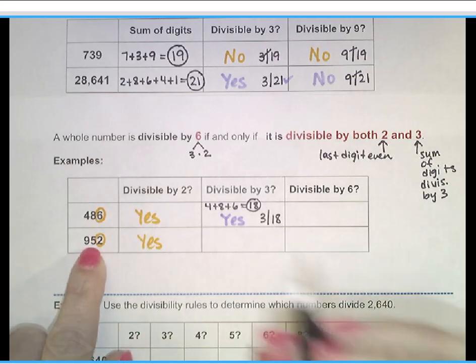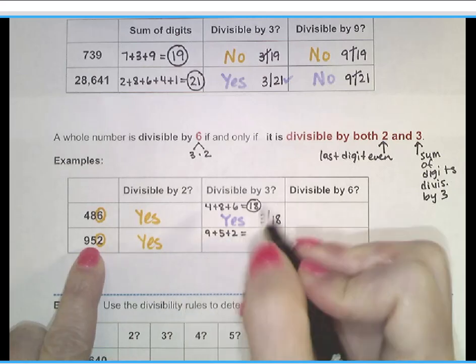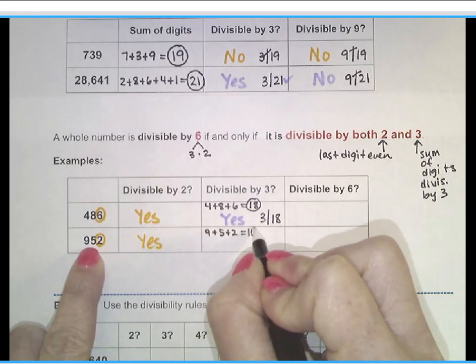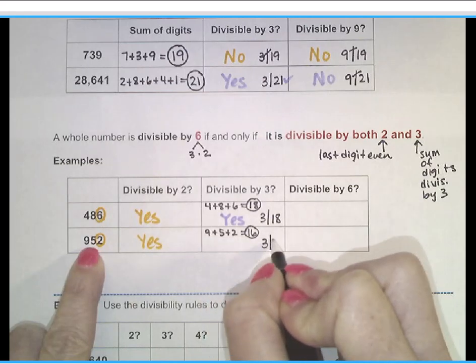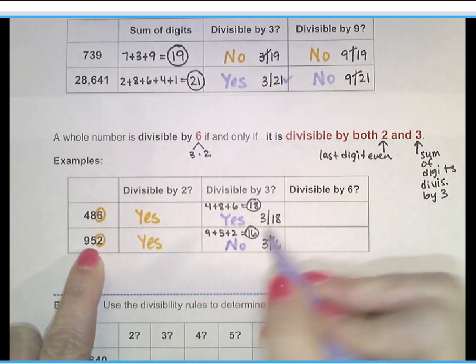Let's look at 952. 9 plus 5 plus 2. How much is that going to be? Well, that's 9 plus 7. That's going to be 16. So the question is, does 3 divide 16? No. So this one is going to be a no.